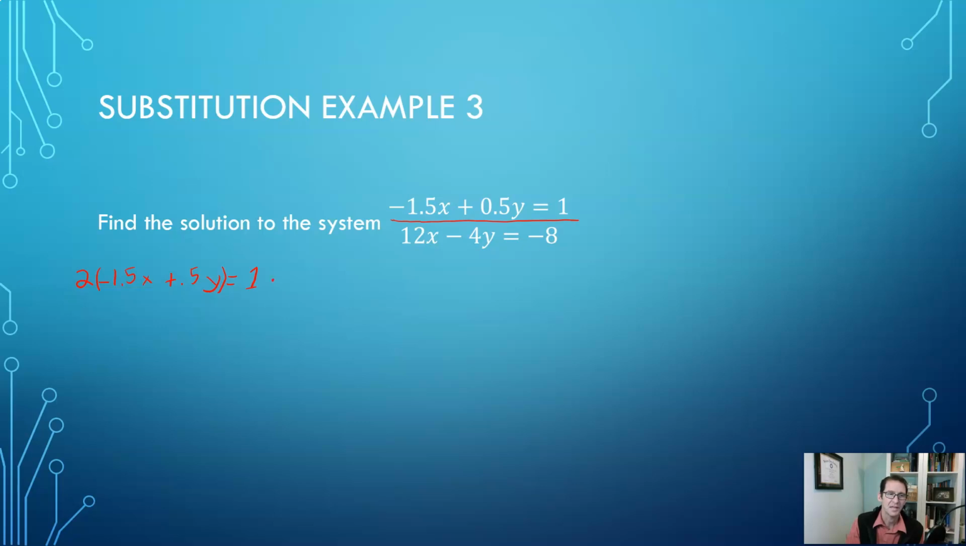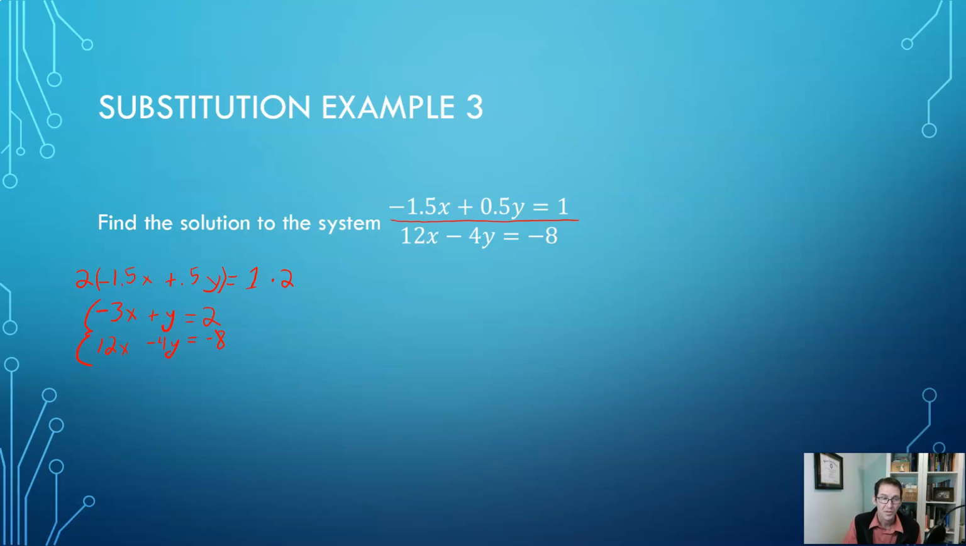I'll do the same thing on this side. So now I've got 2 times negative 1.5. That's going to be negative 3x. 2 times 0.5. That's going to be a 1y. I'll just put a y. I don't have to put the 1 in front. And that equals 2. So now the equations I've got are negative 3x plus y equals 2, and 12x minus 4y equals negative 8. And these are my two equations that I'm going to use with substitution to solve.